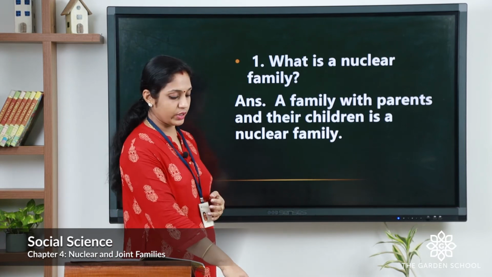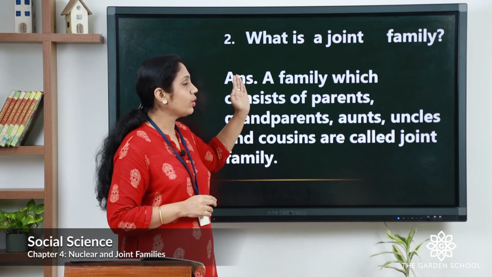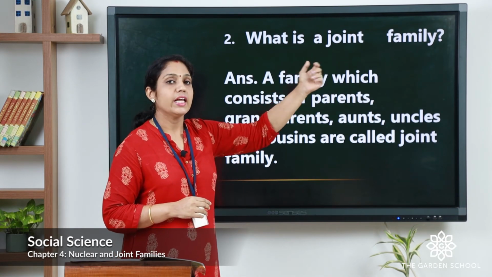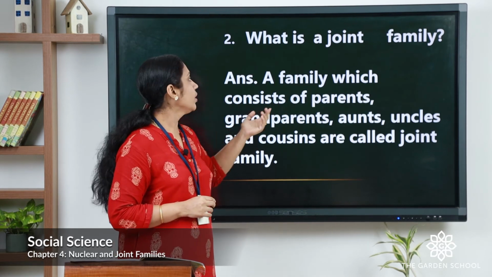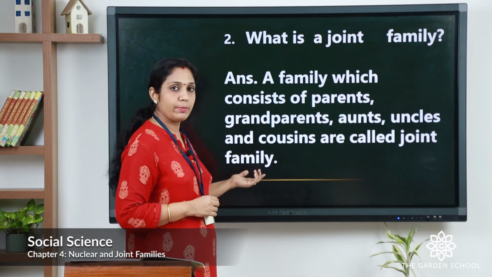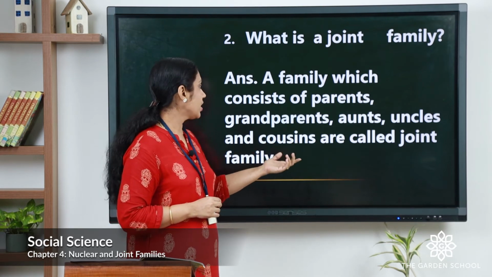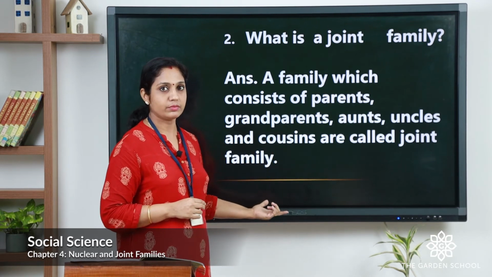Moving on to the second question. Write number 2, write the question, what is a joint family? In the next line, write answer and continue. A family which consists of parents, grandparents, aunts, uncles and cousins is called a joint family.